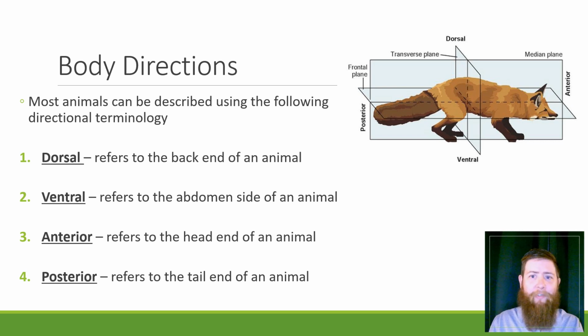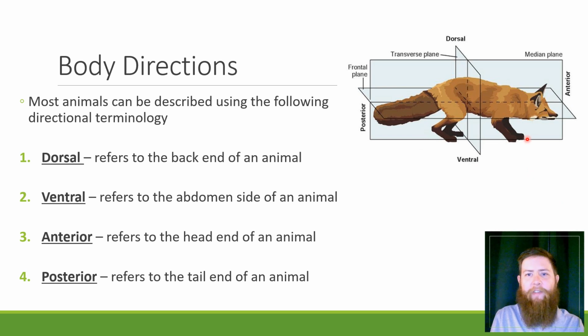When we're talking about animals, sometimes it's useful to talk about directions that their bodies are located in or different parts of their body. So we have some terminology for this. The first is dorsal. This is the back end of an animal, and if you think of a shark, it is that dorsal fin that pokes out of the water. Ventral is the opposite. It is the abdomen side of the body. So dorsal, thinking back. Ventral, thinking front. Anterior means it is to the head end of the animal, and posterior means it is to the tail end of an animal.